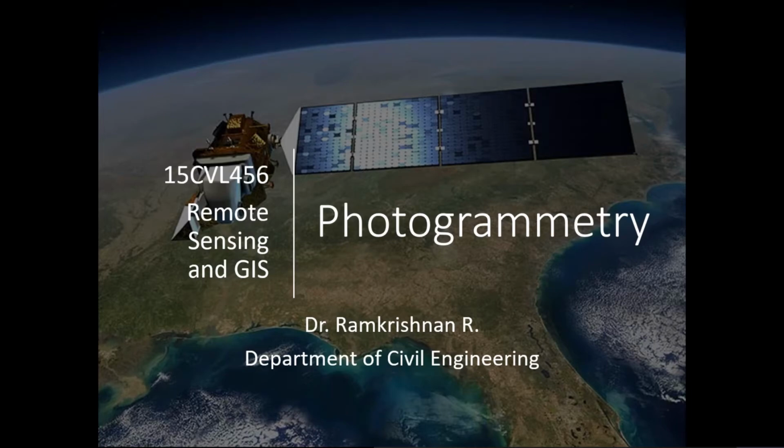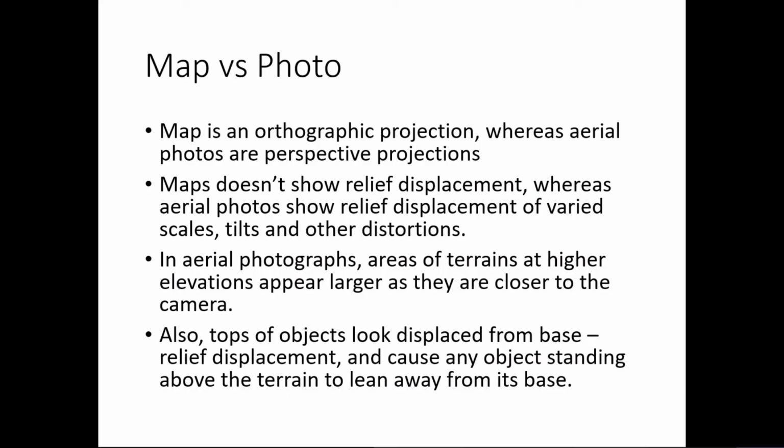So what is the major difference between a map and a photo? An aerial photograph and a map of a region. You can see the aerial photograph over a campus in Google Maps. You can see the satellite images, and you can also see the map of the campus, right? The technical term I want to introduce here is orthographic projection, right? And the relief displacement. So a map is an orthographic projection, whereas the aerial photograph is a perspective projection.